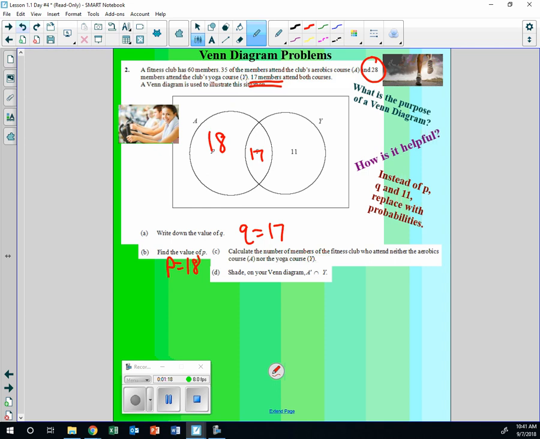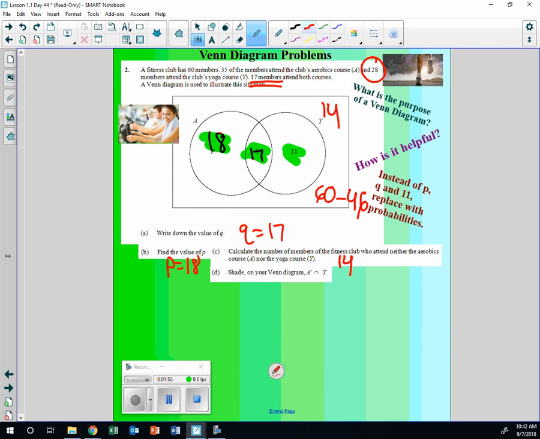Calculate the number of members of the fitness club who attend neither aerobics nor yoga. So those people out here. Well, all three of these have to add up to what? 60, but they don't. These three add up to 46. So if these are 46, the neither group is going to be 60 minus 46. And what is 60 minus 46? 14. There you go. So that's how many are in neither.